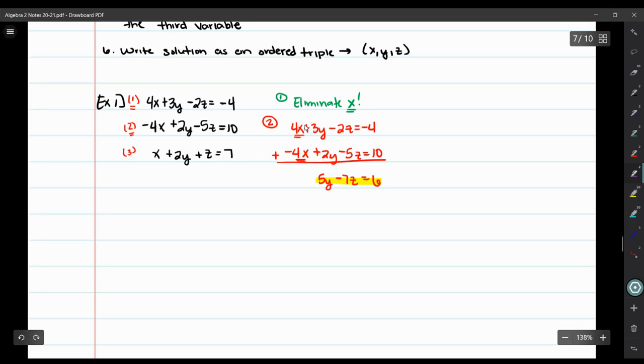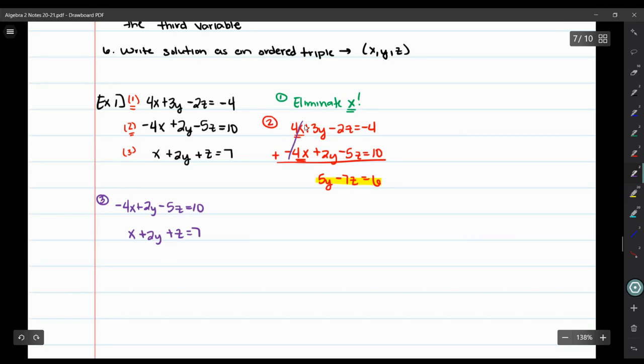Step 3 says, now I need to take one of the equations I already used and the last unused one to eliminate the same variable. So we're still going to want to eliminate x's. Now, I'm actually going to pick the second equation that I already used and the last one that I haven't used yet. And the reason for this is a negative and a positive. So I'm already halfway to what I need to eliminate. So here's the second equation that I already used. Negative 4x plus 2y minus 5z equals 10. And this is the third equation that I haven't used yet. So this is that unused equation.